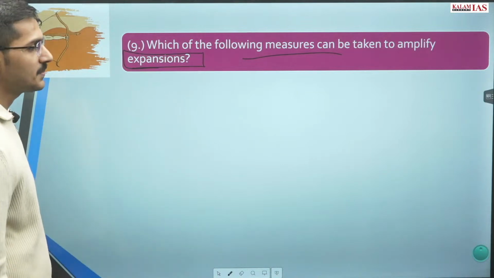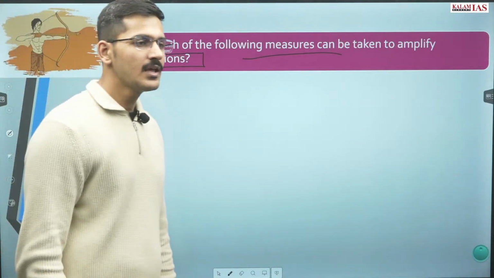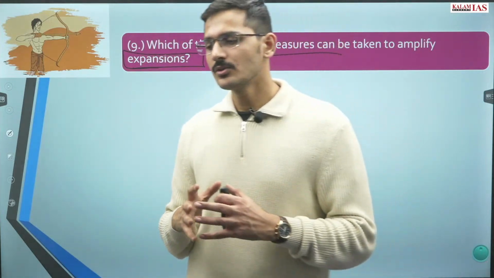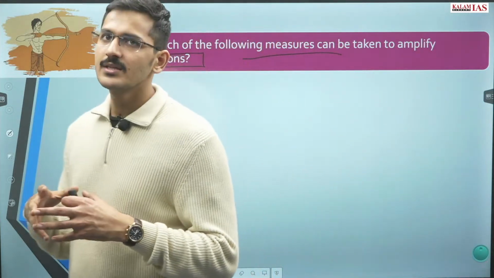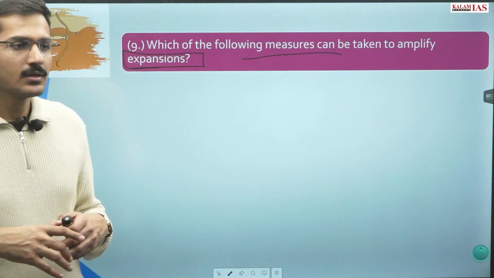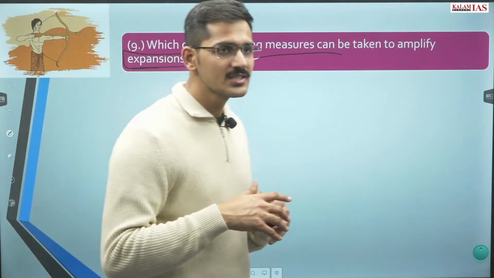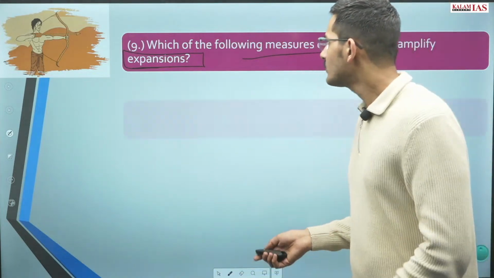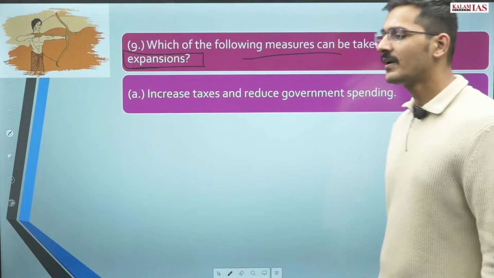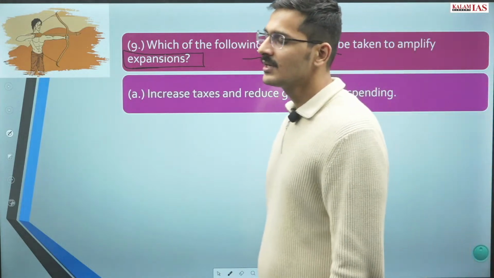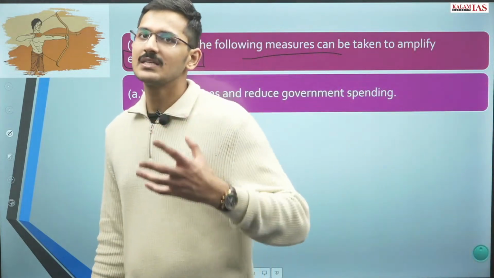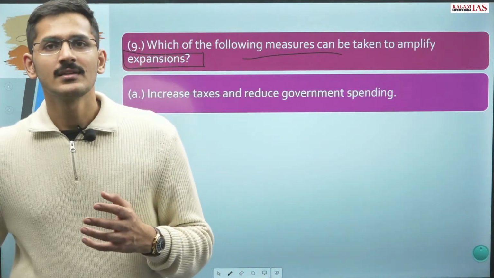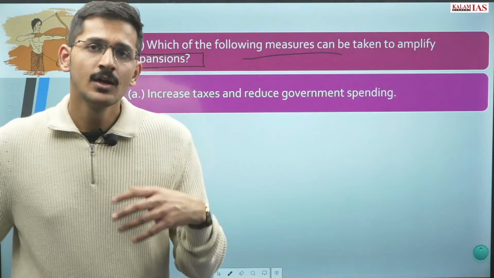Expansion is basically when the government of India tries to increase liquidity in the market by reducing taxes or increasing its own expenditure. So they expand the size of the budget. So which of the following measures can be taken to amplify expansions? And expansions are basically incentives for private industries, for banks, for industries. These are incentives so that they are left with more money to invest.